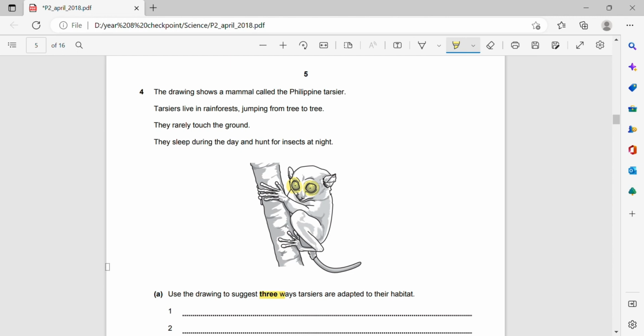The eyes are wide eyes to be able to what? Here it's written that they sleep during the day and hunt at night. They need to gather maximum light. What about the fingers? They have long fingers here to be able to grasp the trees. What about the tail? Long tail used for the balance. The ears here are big ears or large ears to help them detect their prey by sensitive hearing.